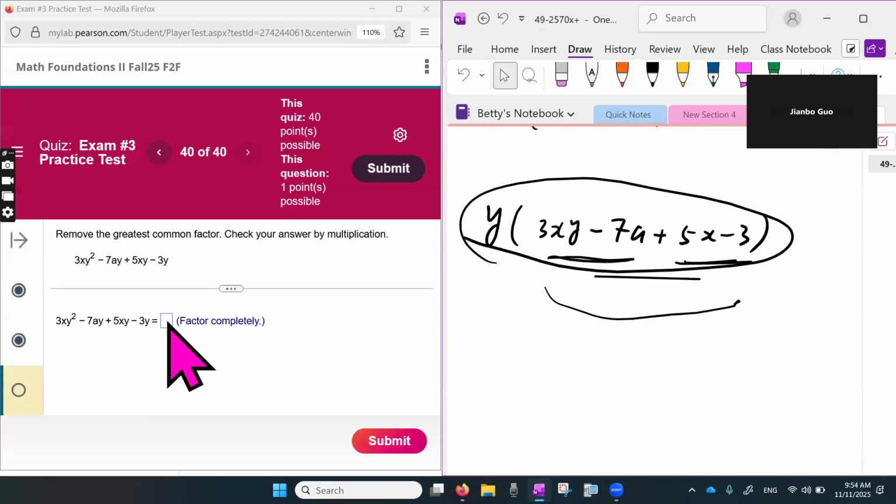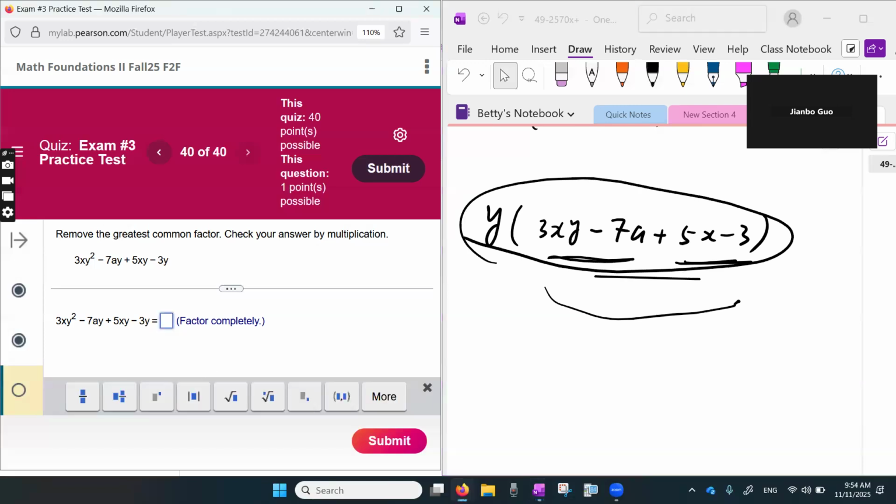So the result is just y times 3xy minus 7a plus 5x minus 3. Okay? You can use the distributive property to double check your result. It is already complete.